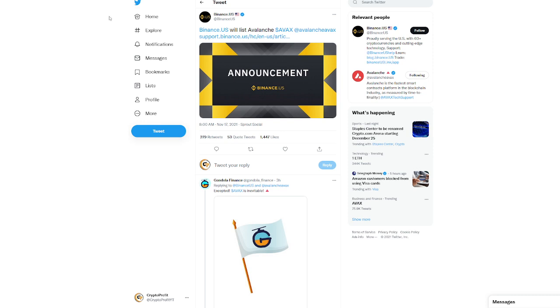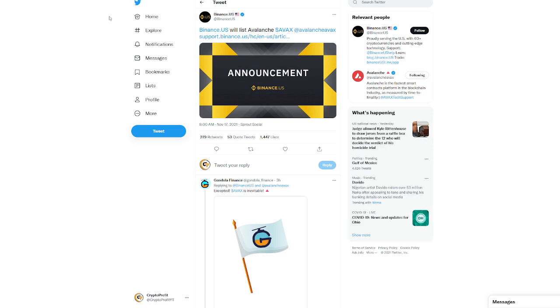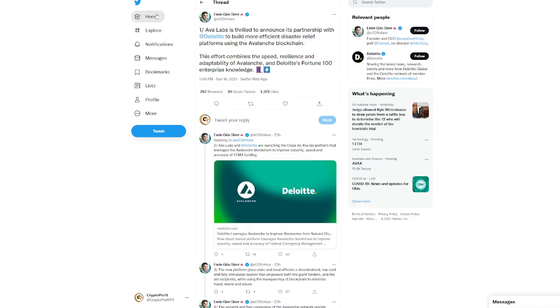So jumping into the first tweet, we have Binance.us will actually be listing Avalanche AVAX. This is huge. Another listing gives more accessibility to Avalanche on one of the biggest exchanges out there in the U.S. So a huge, huge listing here for Avalanche AVAX. We have more to talk about, though.